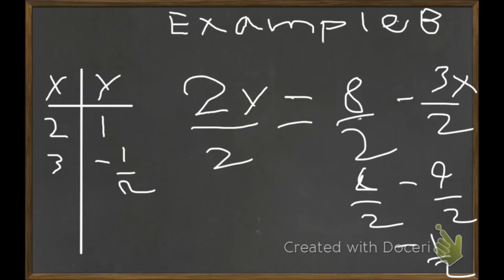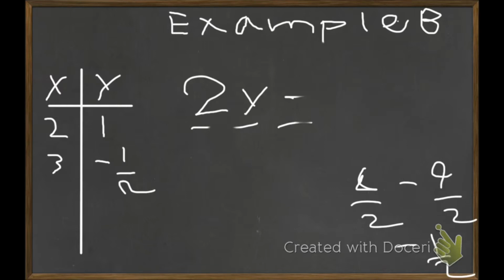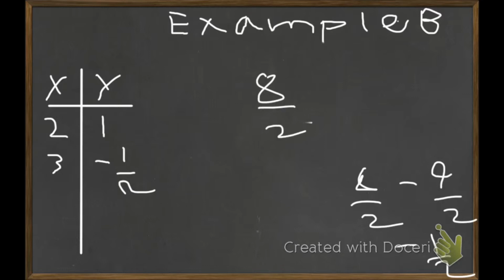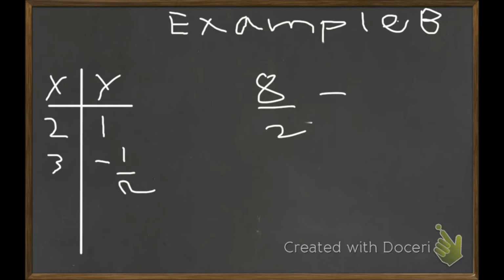Alright, so now we're going to erase that work. And we're going to work from here. Alright, so now we need to plug in another value. So let's go back to 8 over 2. Oh, let's erase the rest right there. Alright, so 8 over 2 minus 3 over 2 times x.